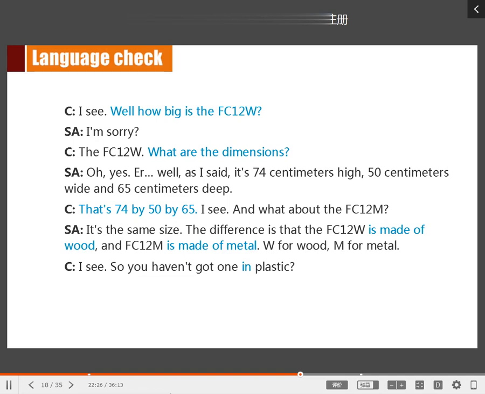Alright, good job. Now here, let's focus on the words and the sentences in blue. First of all, let's take a look at the 2 questions asked by the potential customer. The first one, well, how big is the FC12W? So the potential customer asked a question, yet the sales assistant didn't follow. So she asked, I'm sorry. In daily communication, if you are not clear about what the other person said or asked, you can say I'm sorry, paying attention to the intonation. You can also say Excuse me.